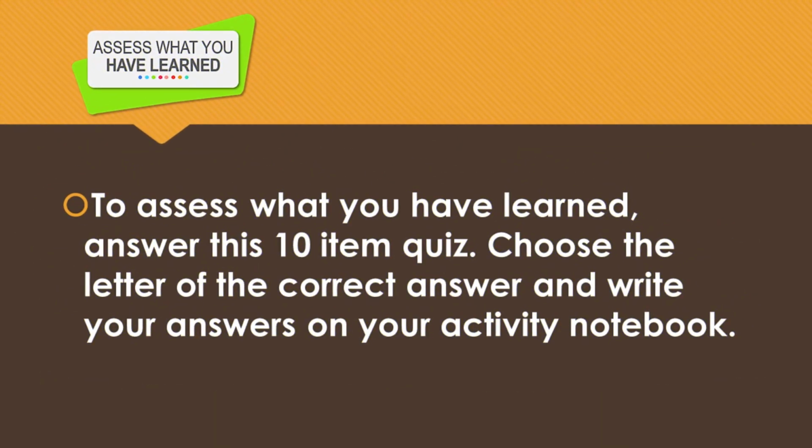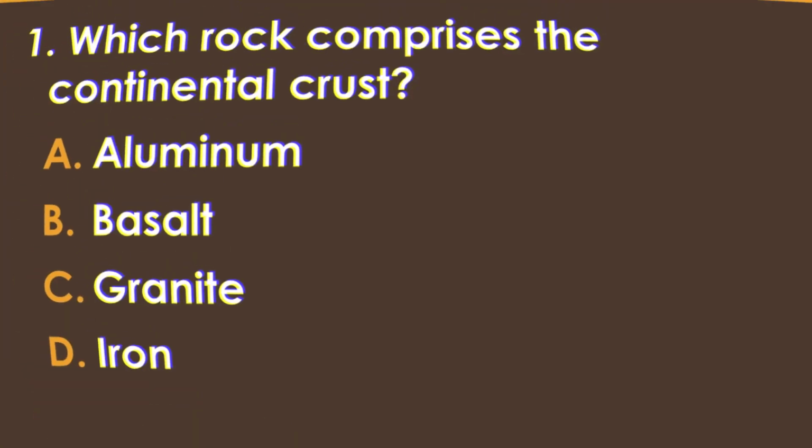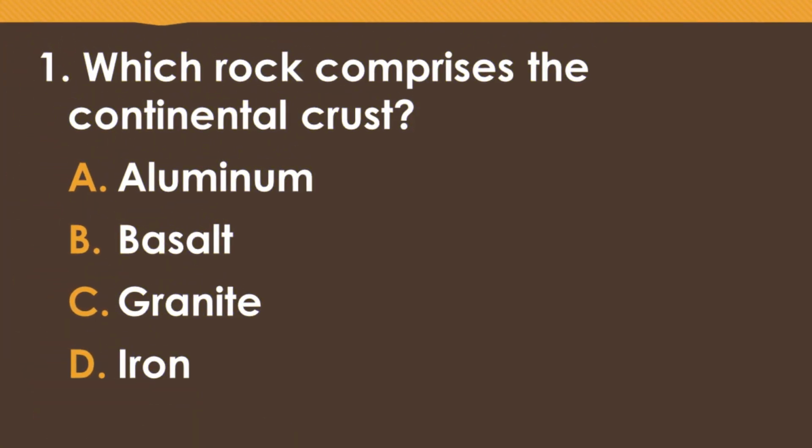To assess what you have learned, answer this 10-item quiz. Choose the letter of the correct answer and write your answers on your activity notebook. You can pause the video if you need more time. Let us start. 1. Which rock comprises the continental crust? A. Aluminum, B. Basalt, C. Granite, D. Iron.